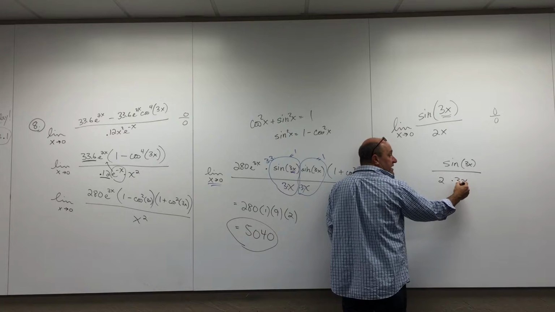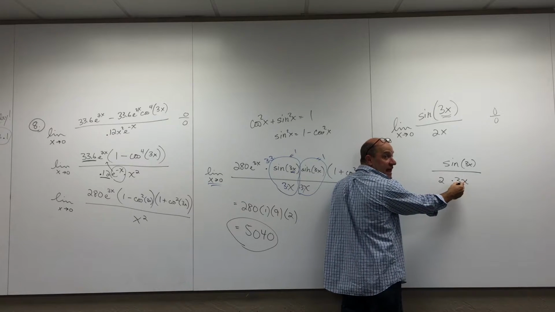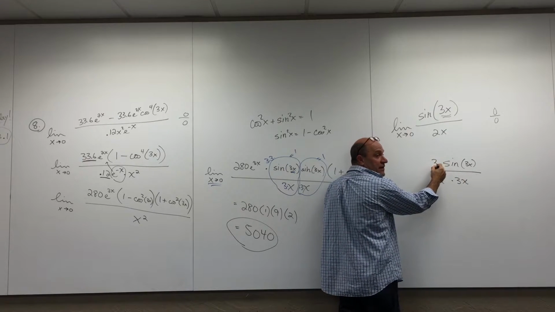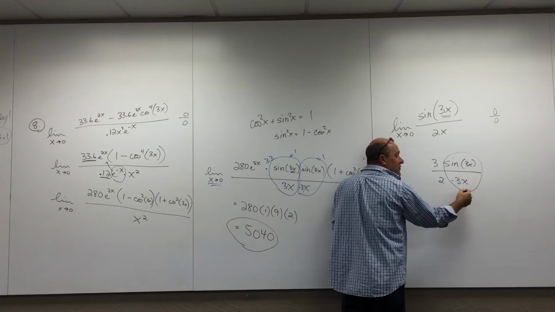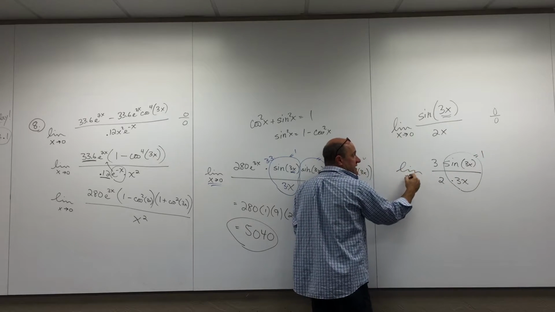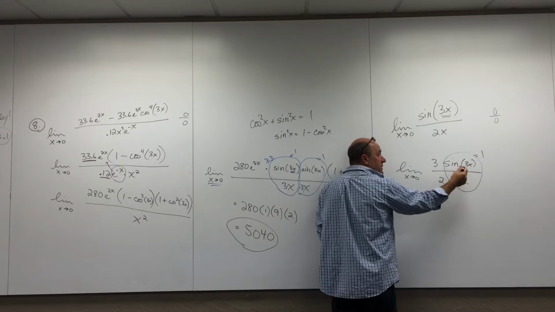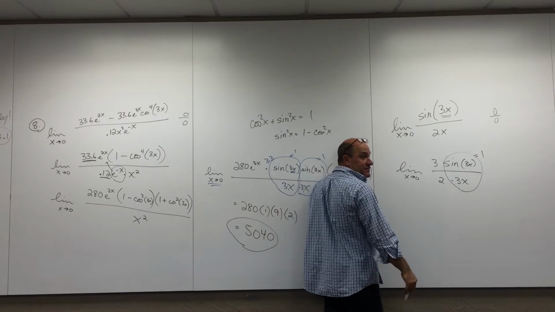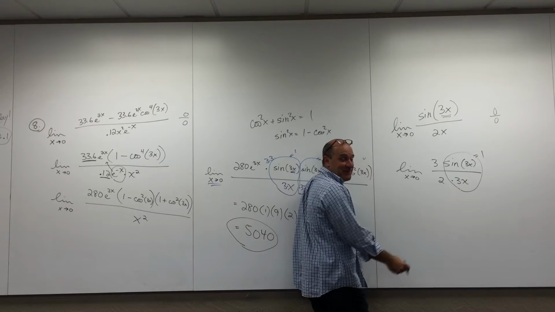So can I multiply a 3 in there? As long as I multiply by a 3 up top. Yep. Now you forced it. Now you're hitting the theorem. This is now a 1. When you take the limit as x goes to 0, it becomes a 1, and the answer is 3 halves. That's the proper way to do it.